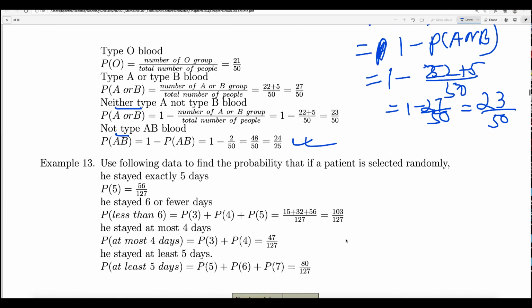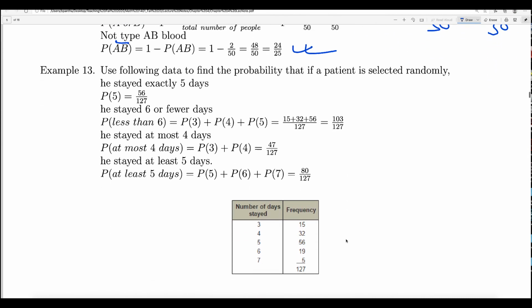Okay. So let us do this example. Use the following data to find out the probability that if a patient is selected randomly, he stayed. So this example is basically an experiment on how many days a person who broke a leg will spend in hospital. They were doing the experiment for 127 people who broke a leg and collecting the data. So 15 people stayed 3 days in a hospital, 32 people stayed 4 days, 56 people stayed 5 days, 19 people stayed 6 days, and 5 people stayed 7 days in the hospital.